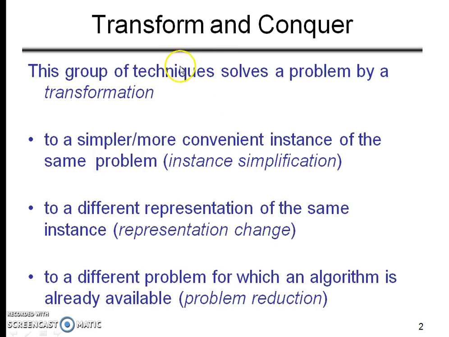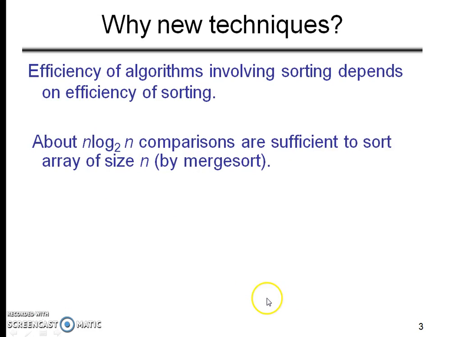In transform and conquer, a problem is solved by transformation to a simpler or more convenient instance of the same problem, that is instance simplification, to a different representation of the instance, that is representation change, or to a different problem for which an algorithm is already available, that is problem reduction.